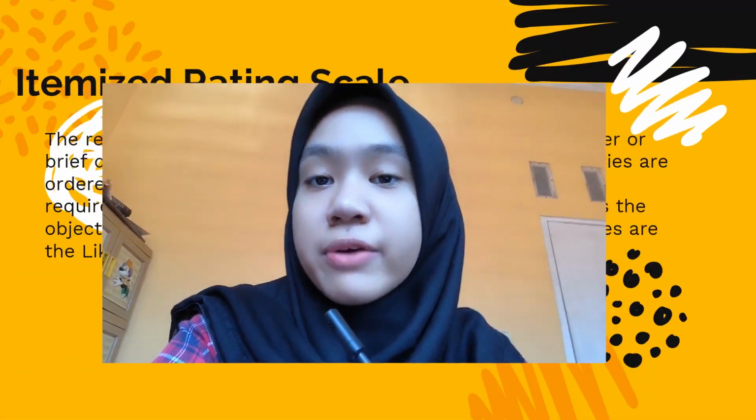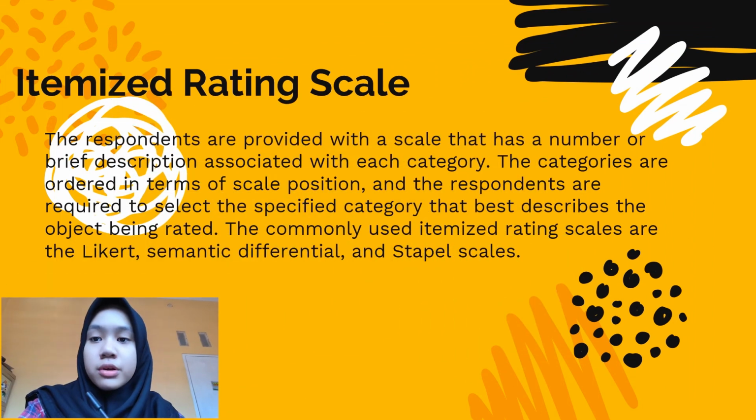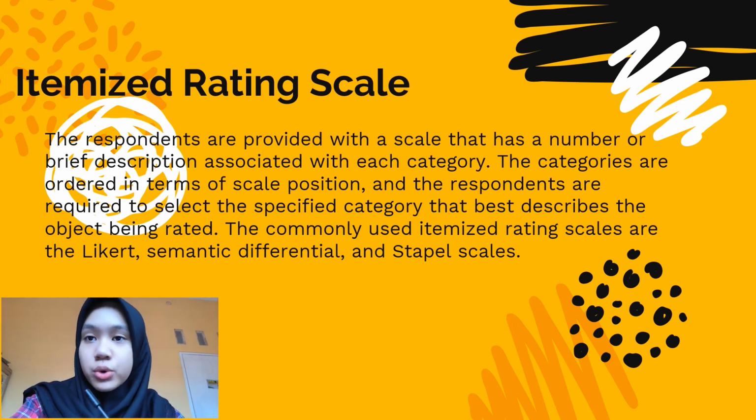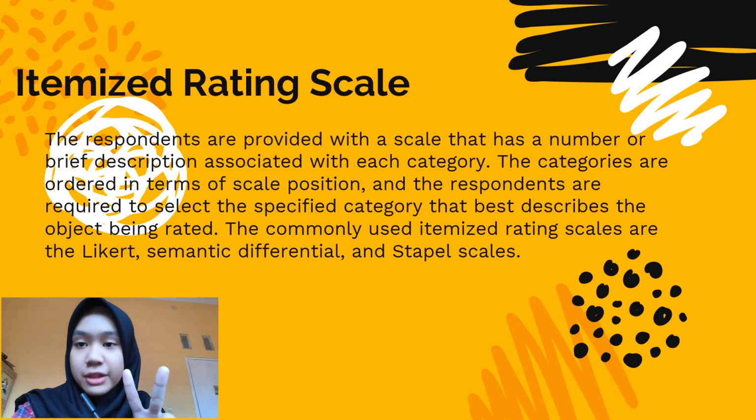Itemized rating scale. In an itemized rating scale, the respondents are provided with a scale that has a number of brief descriptions associated with each category. The categories are ordered in terms of scale position, and the respondents are required to select the specified category that best describes the object being rated. The commonly used itemized rating scales are the Likert, the semantic differential, and the Stapel scale.